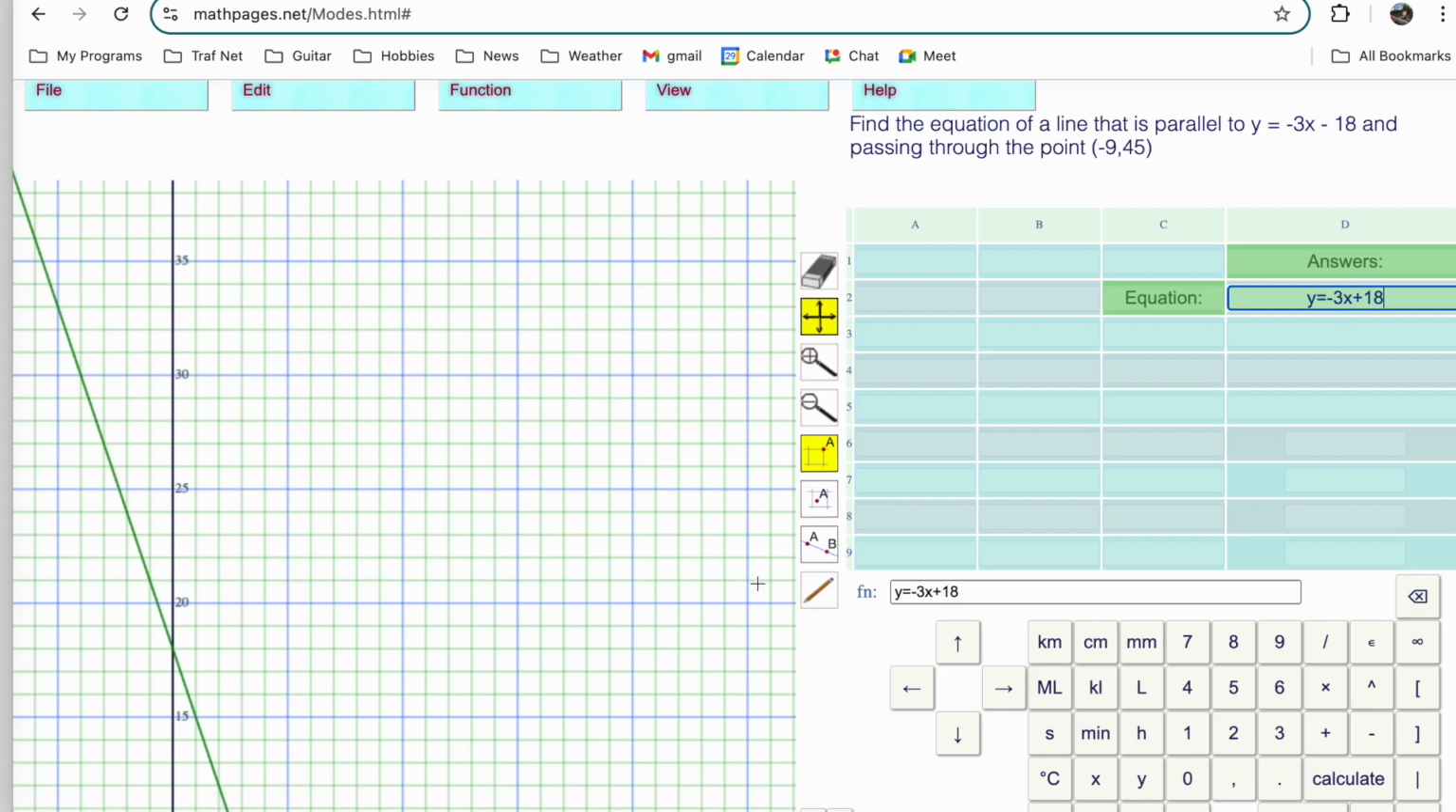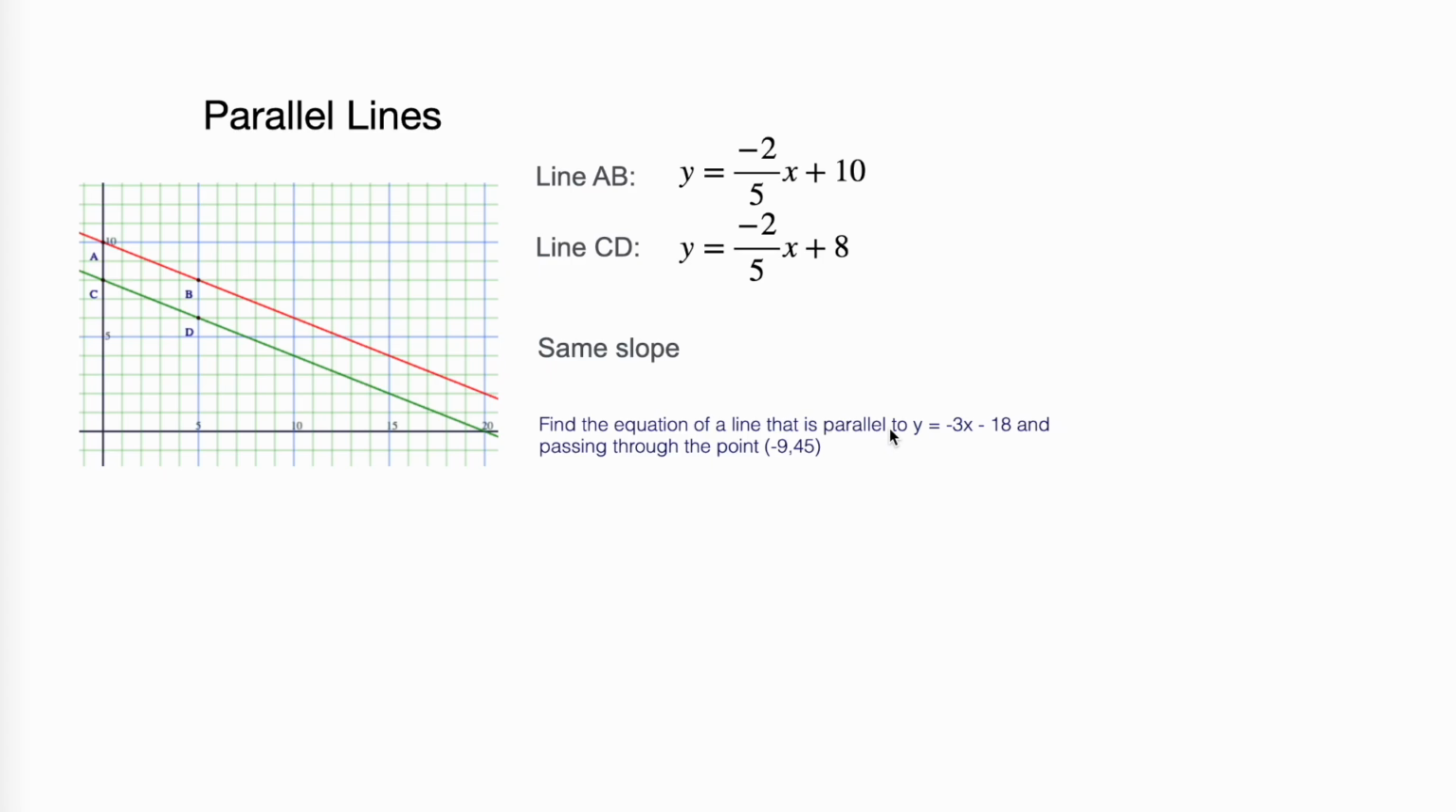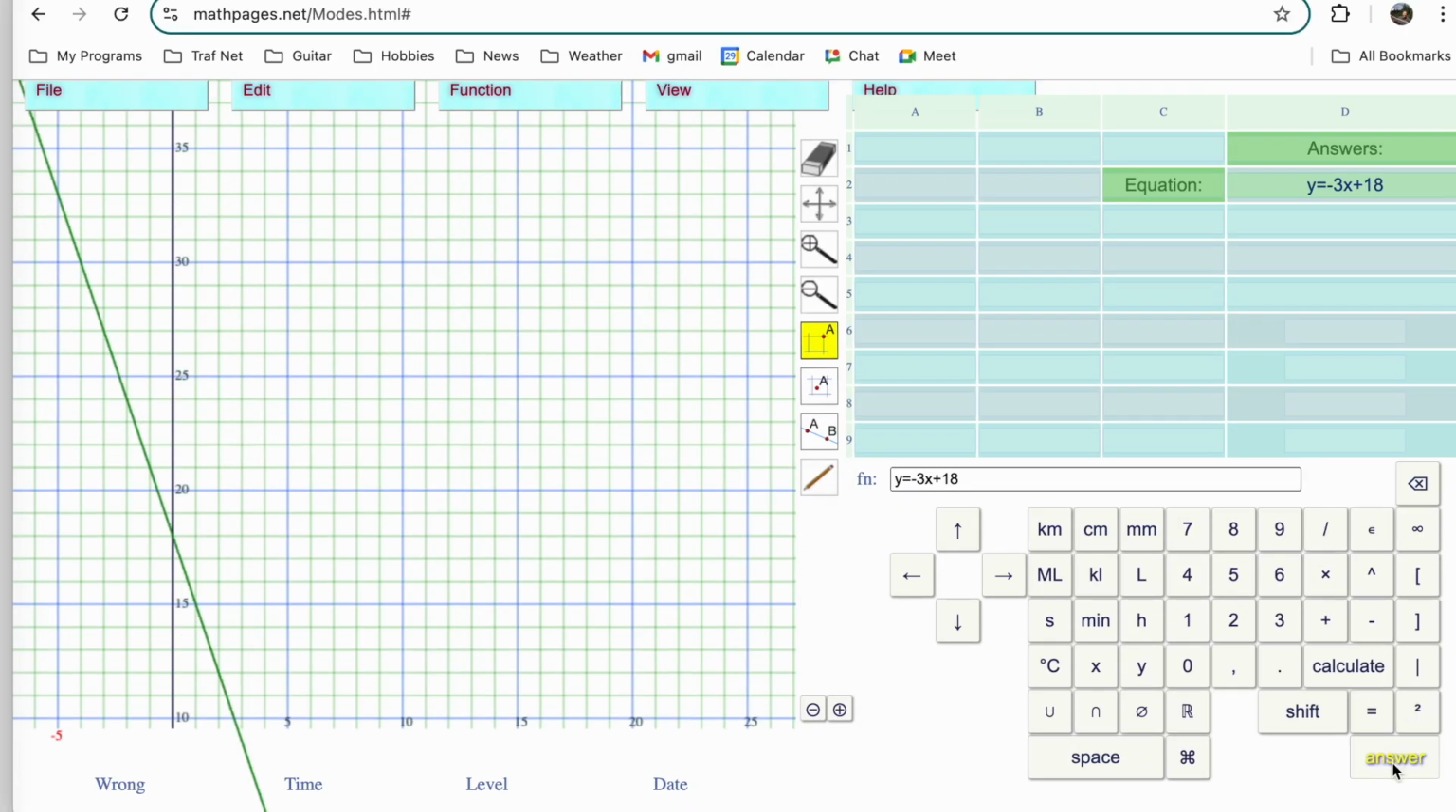We could also do that algebraically. We could have said, find the equation of a line that's parallel to y is equal to negative 3x minus 18 and passing through the point negative 9, 45. We know it's going to have the same slope because it's parallel. We can say y is equal to negative 3x plus b, and then I could use the point negative 9 and 45 to find the b. I replace the x with negative 9 and the y with 45. We have 45 is equal to negative 3 times negative 9, which is positive 27 plus b. Then I'm going to subtract 27 from both sides to get the b alone. That gives me 18 is equal to b. We end up with the equation y is equal to negative 3x plus 18. We press answer to see if we're right.